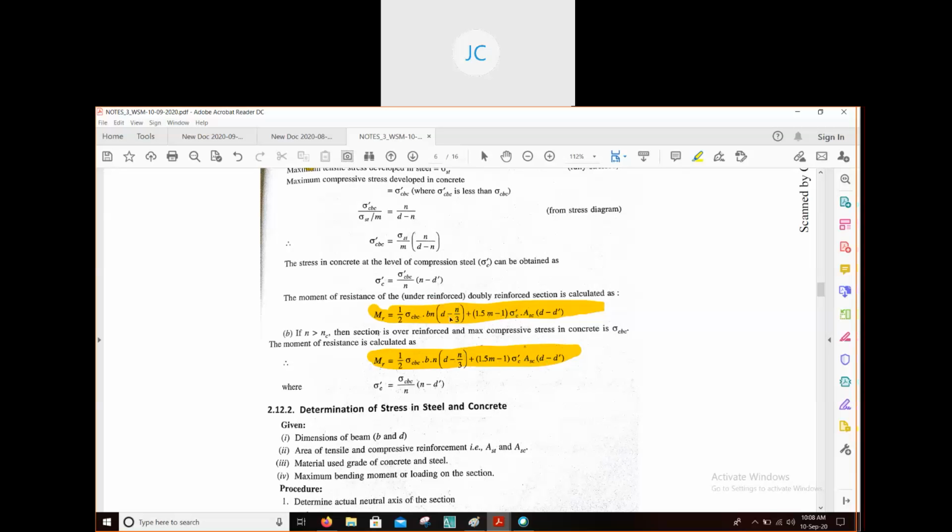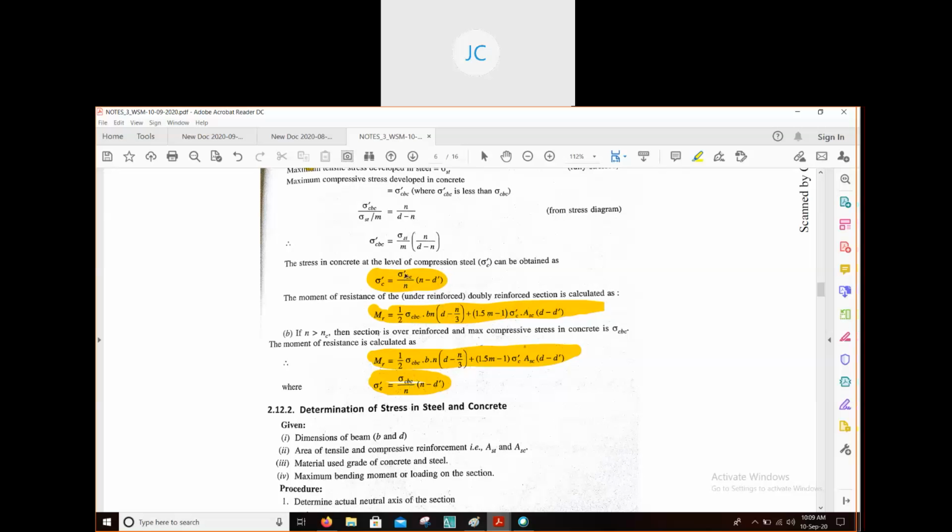You can see in this formula, this sigma c dash, that means the stress in the compressive steel level, will be this value. But when the section is over reinforced, in that case you see the value of sigma c dash is different. Other things are the same. Sigma cbc will be the same, b, n, d, m, a, c will be the same. Everything is the same. Only the difference will come in the value of this sigma c dash in both formulas.